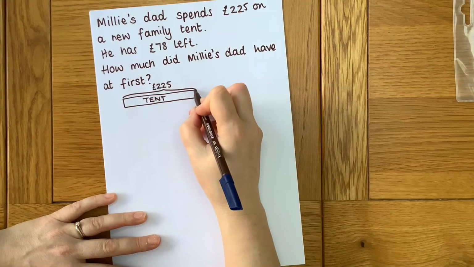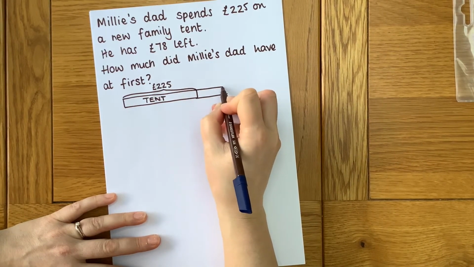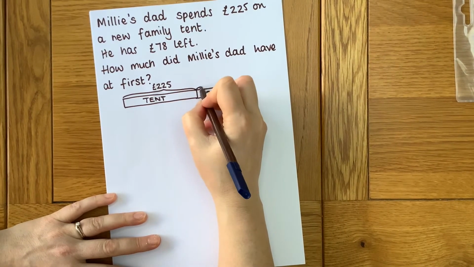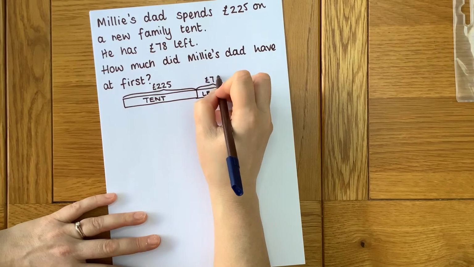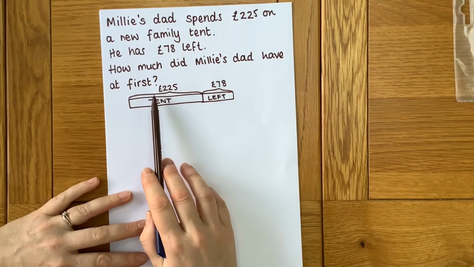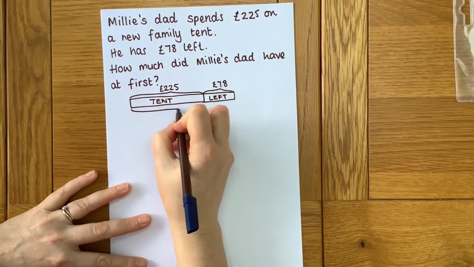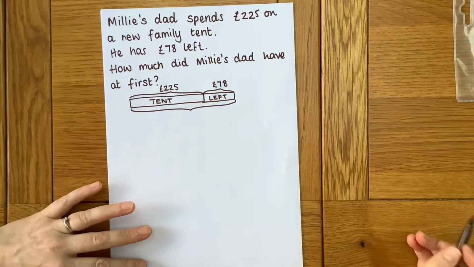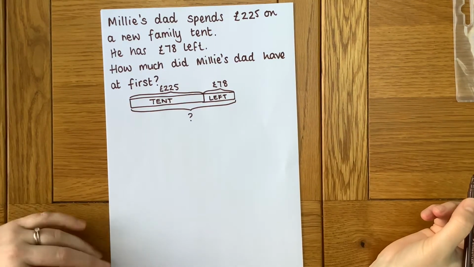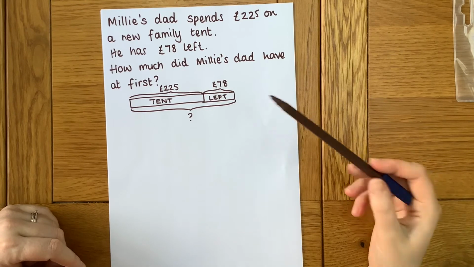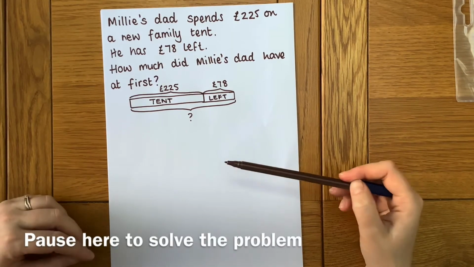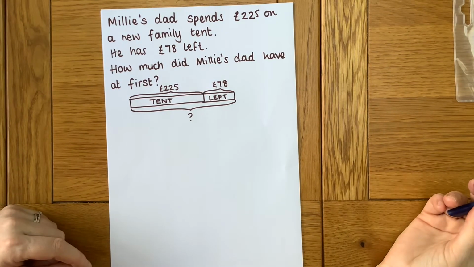And then he's got £78 left. So this is the money he's got left. And we know that that is £78. So then the question is, how much did he have to start with? So we need to find how much he would have before he spent the money on the tent. So how much did he have in total? So that's our bar model this time. I would like you to now pause and have a go at solving the calculation for me and then come back for the answer.